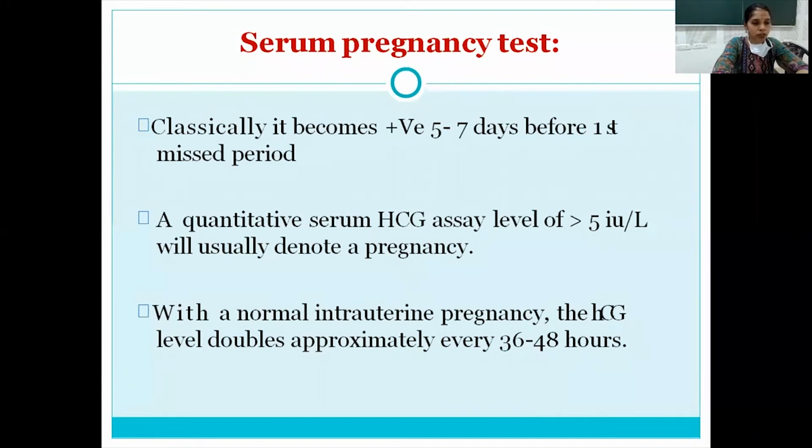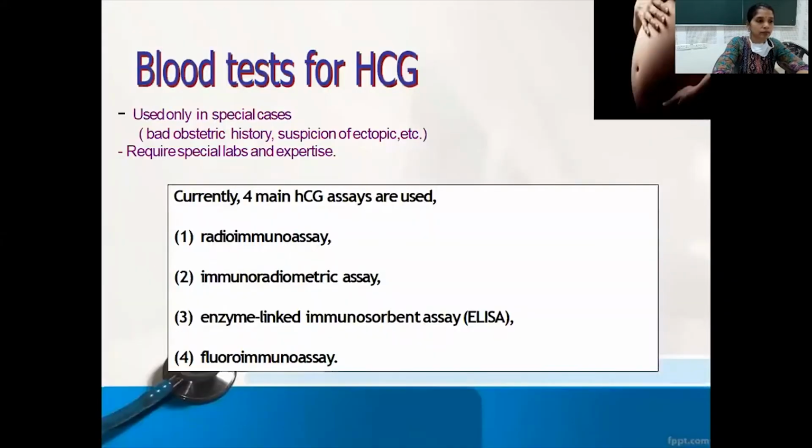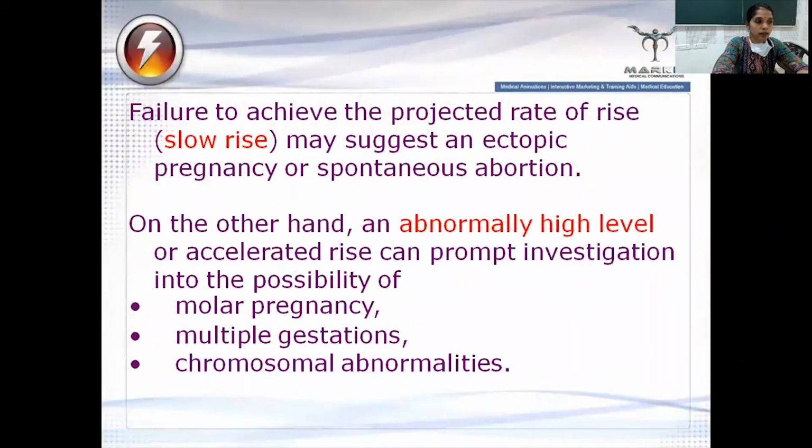With a normal intrauterine pregnancy, the HCG level doubles approximately every 36 to 48 hours. Blood tests for HCG are not usually done. They are usually done for follow-up of molar pregnancy, threatened abortion, and ectopic pregnancies. Failure to achieve the projected rate of rise may suggest an ectopic pregnancy or spontaneous abortion. On the other hand, an abnormally high level or accelerated rise can prompt investigation into the possibility of molar pregnancy, multiple gestations, or chromosomal abnormalities.